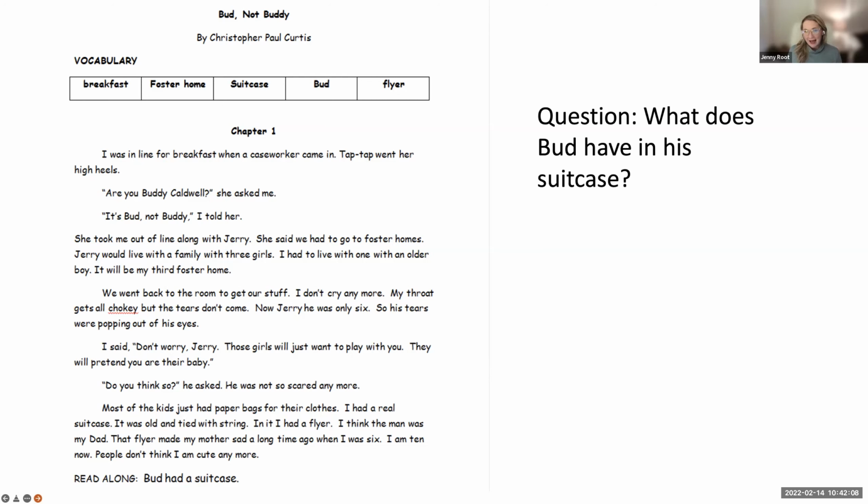for this question? What does Bud have in his suitcase? So if you asked me that question, I'm your student, and I got it wrong, how would you go through the levels? And then if I needed response options, what would they be?